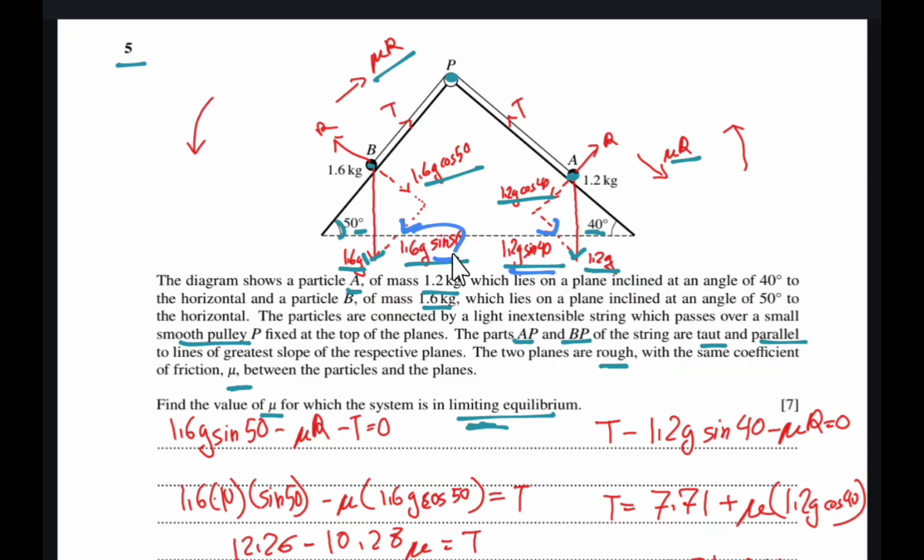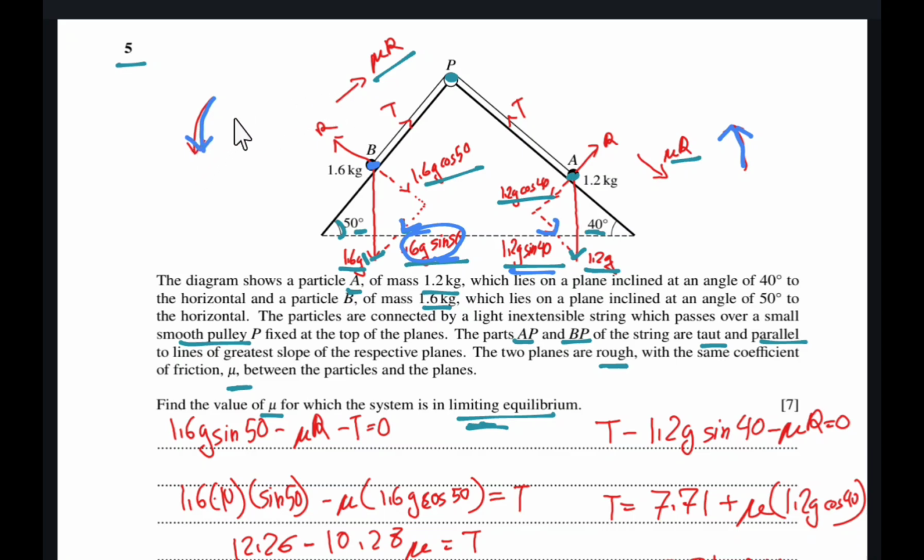So as this component is higher, that means the weight of B is higher, so B would continue to move down. Since its weight is higher, it would move down, and A's weight is lower, so it would move up. That means the system would move in such a way that B would move down and A would move up.